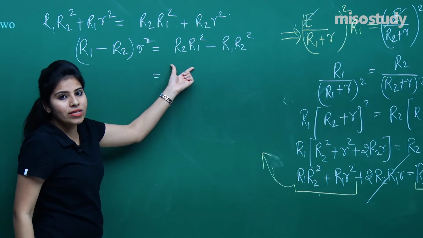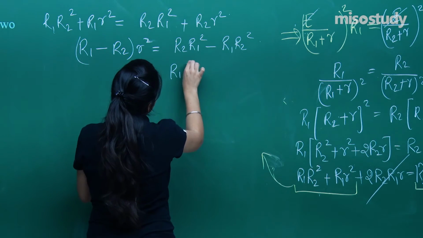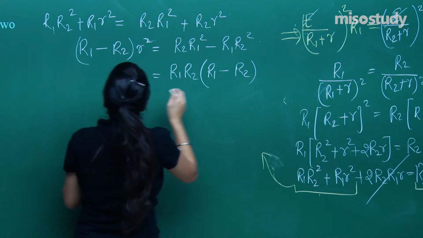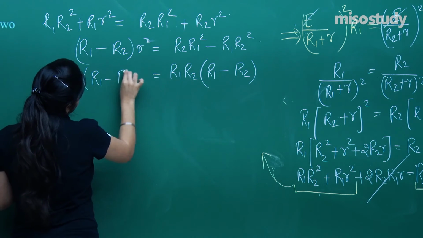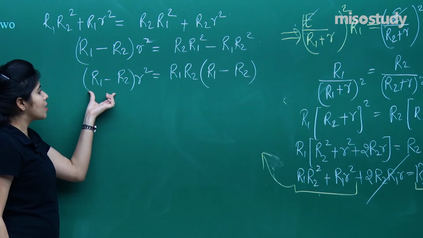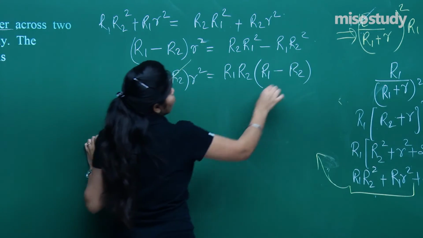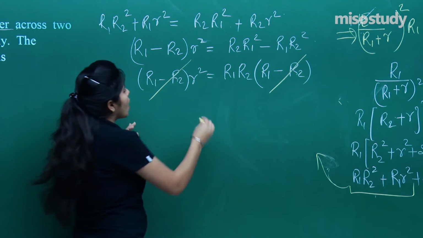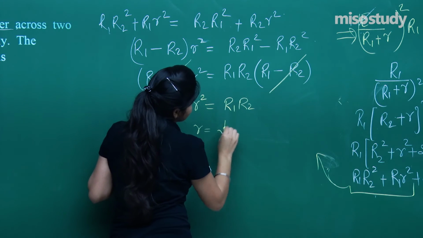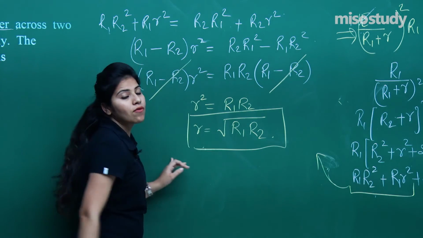From here I can do one thing, I will take common R1 R2, and so I will be left with R1 minus R2. Here also I have R1 minus R2 as capital R square. So now you can see that both have R1 minus R2, so they will be cancelled out. So what am I left with? r square equals R1 into R2. That means your small resistance r is under root R1 R2. This is the value that we have obtained.